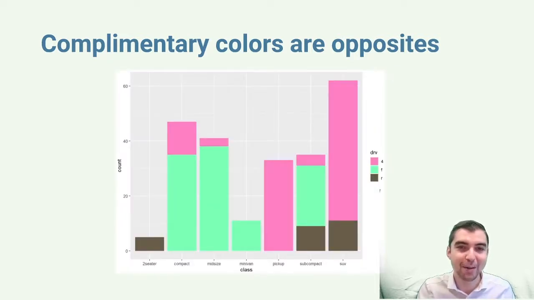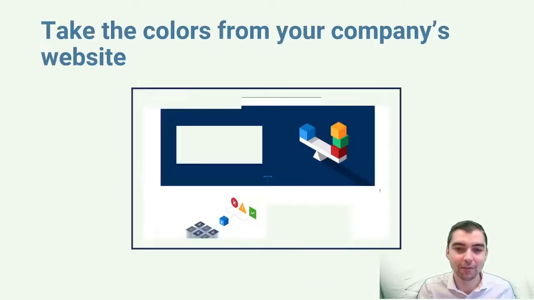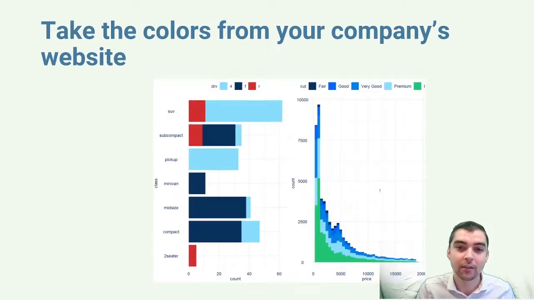This is what happens if you don't. Your graphs will not have complementary colors. You can take your colors from your company's website and then create your own themes and color palettes. You can put them into R and create beautiful visualizations like this.